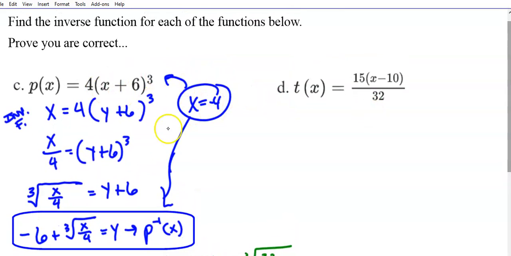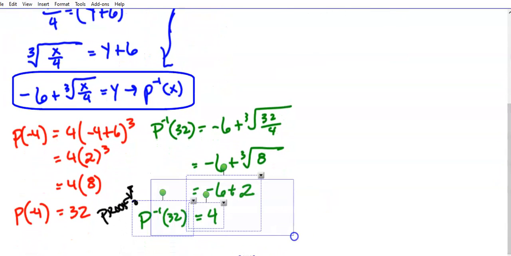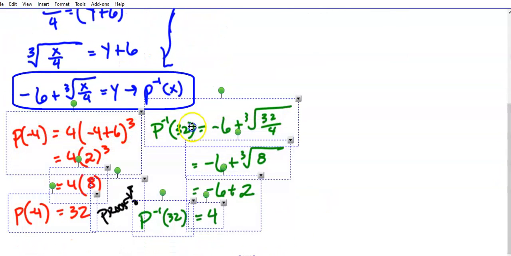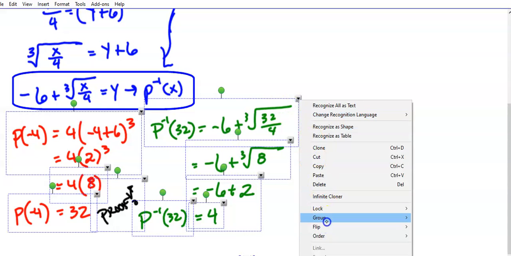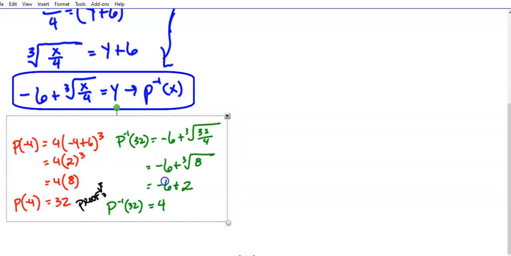Now you could put any number in there, and if you did it right, when you put the output into the inverse function, you get the original input. Hopefully that makes sense. It's backwards math. What are you going to do? So I'm just going to make some room here. So that's the proof for that.